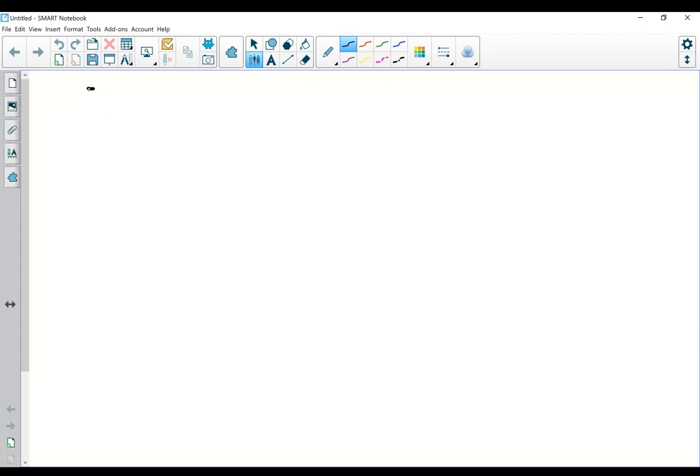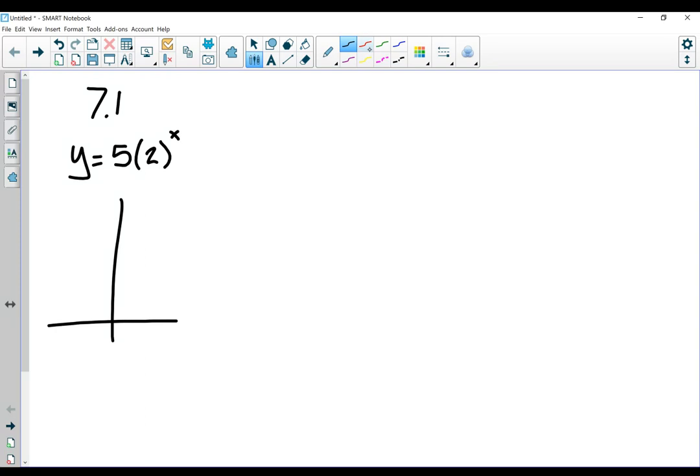This is for section 7.1 in the alternate booklet. Much of it is very easy. For instance, they'll give you something like this. It's just a review of exponential functions. I'll just remind you that this is your initial value. It's 5. You're constantly doubling. That means it's an increasing one.